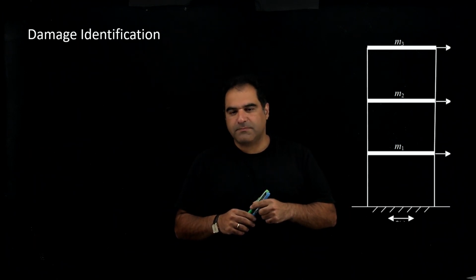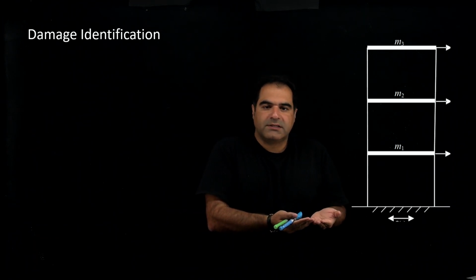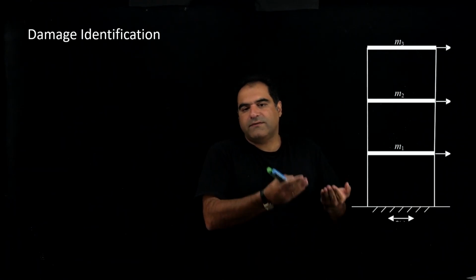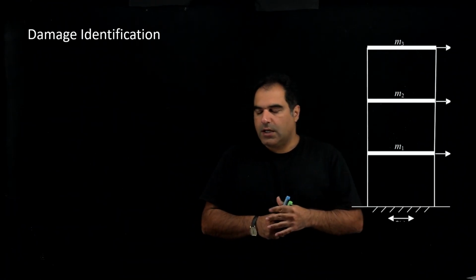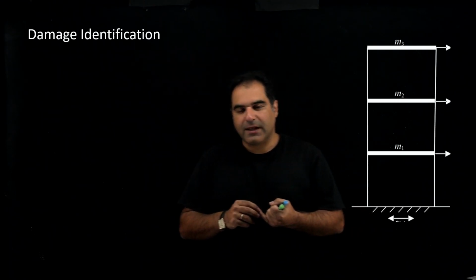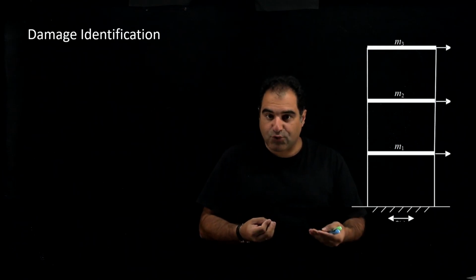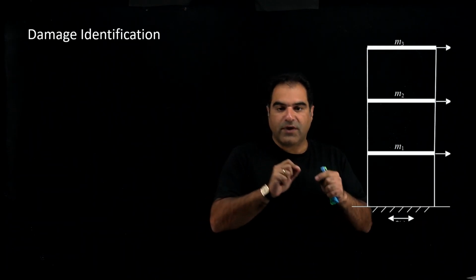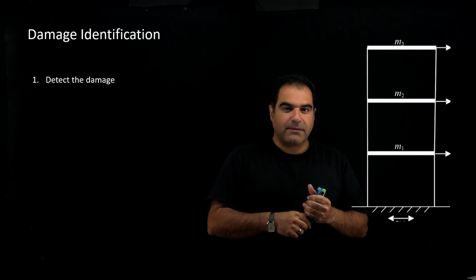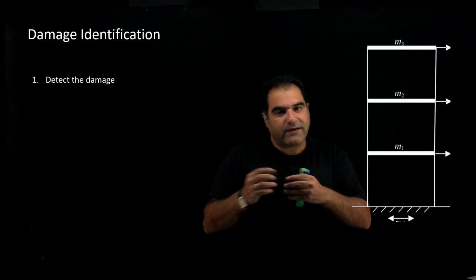a specific floor of this building? For example, the building is experiencing an earthquake and one of the floors is damaged. How can we respond? The first step is to be able to detect the damage. Do we have a damage or not? Once we are looking into the vibration signal, we need to be able to detect the damage. Okay, do we have damage or not?